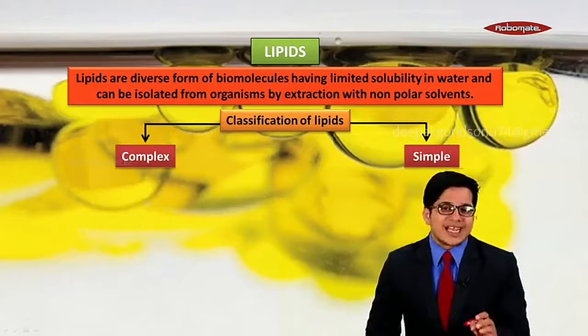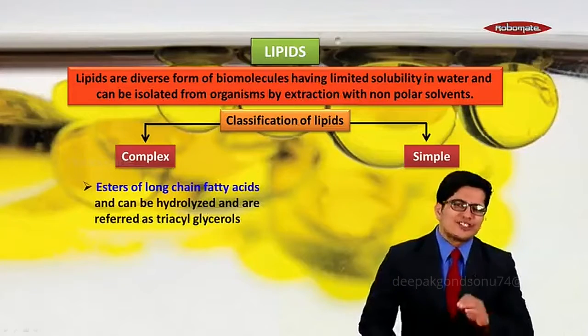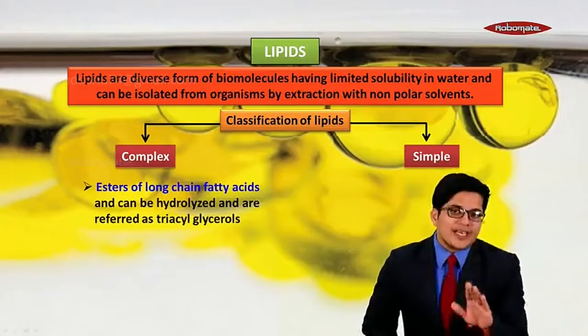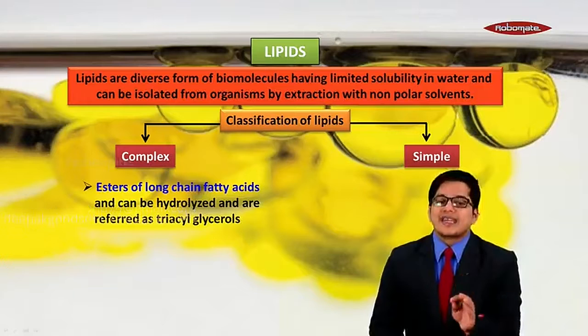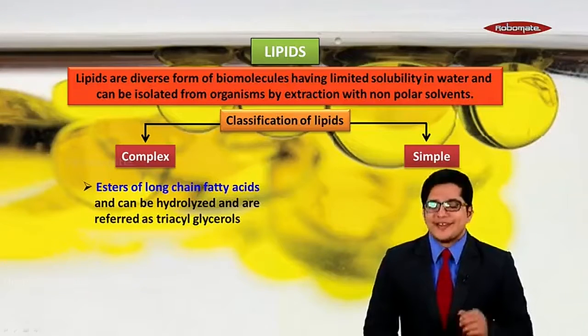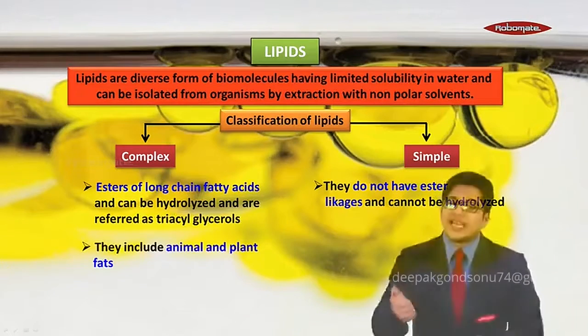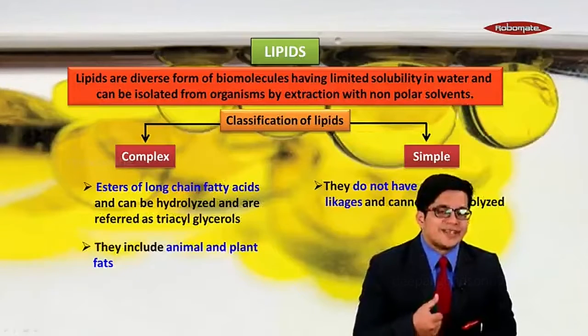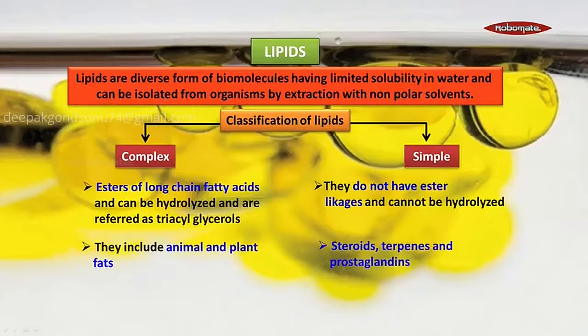Let's try and understand what exactly complex lipids are. These are esters of long-chain fatty acids which can be hydrolyzed and are generally referred to as triacylglycerols. Simple lipids, on the other hand, don't have ester linkages and cannot be hydrolyzed. Complex lipids include animal and plant fats, whereas simple lipids include sterols, terpenes and prostaglandins.